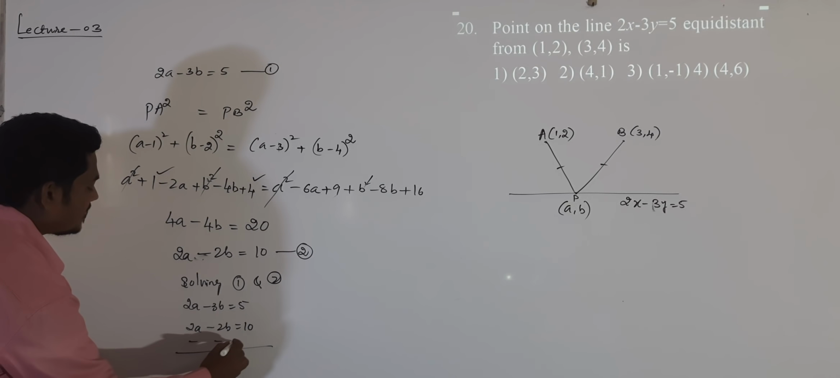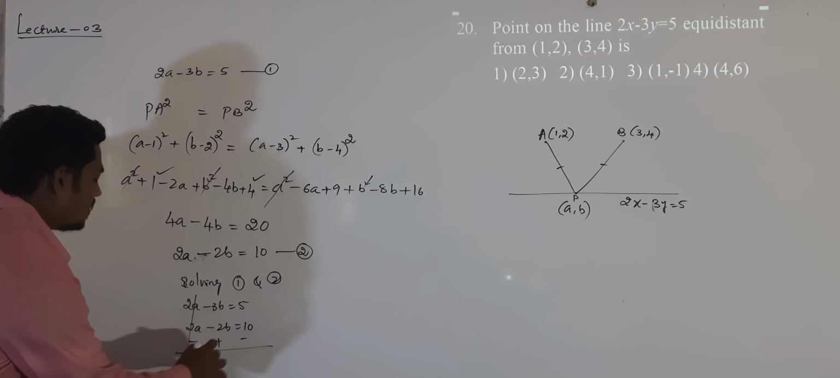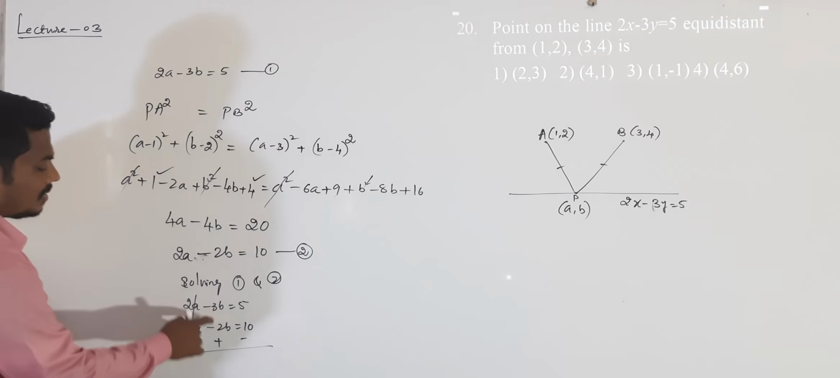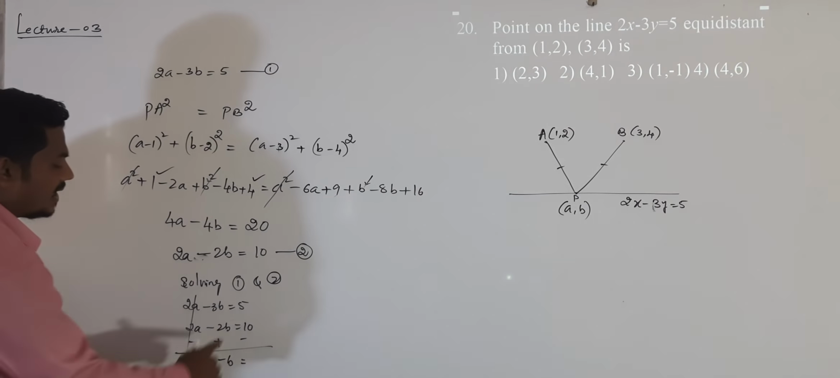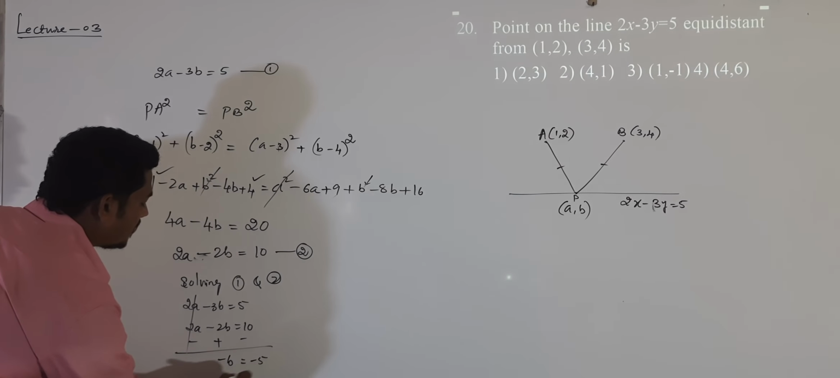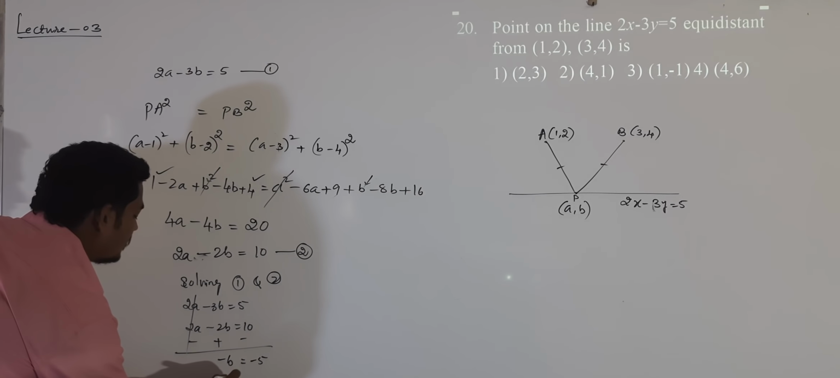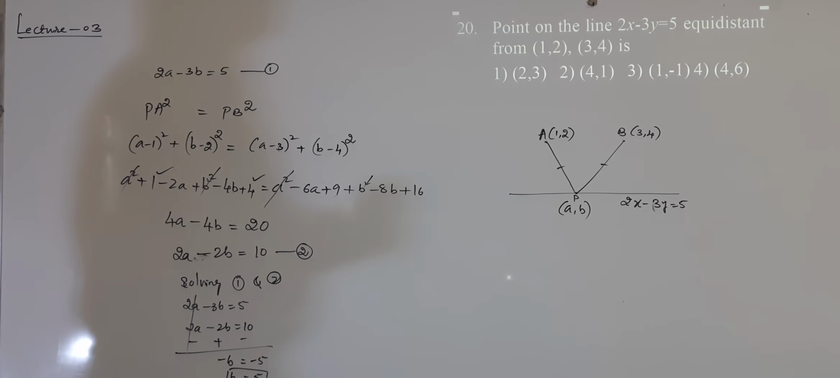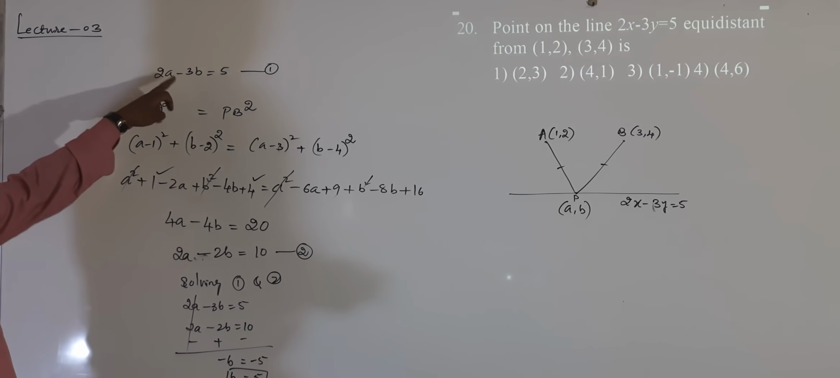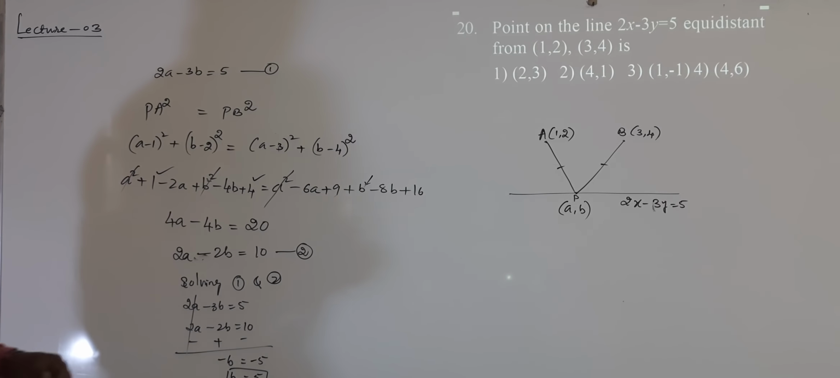Just reverse the signs. It is positive. Then it will be minus b is equal to minus 5. Then b is equal to plus 5. b is equal to 5. If you put the b value here, simplify, b equal to 5.